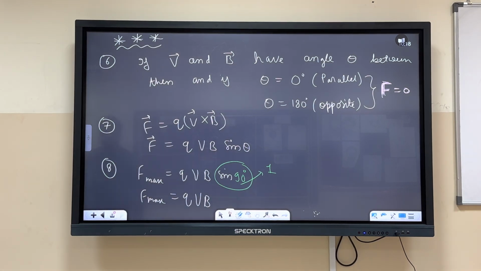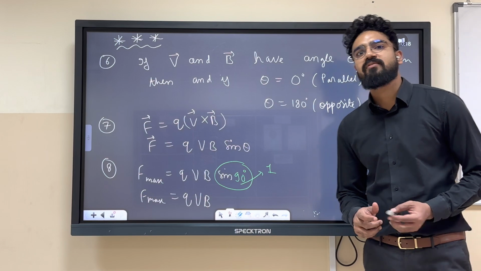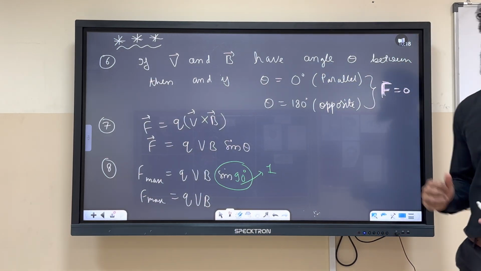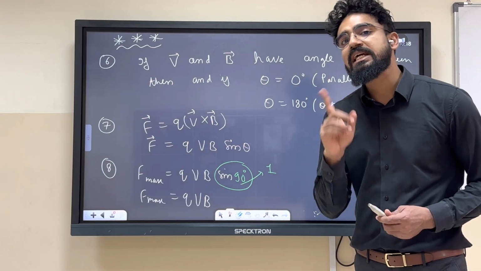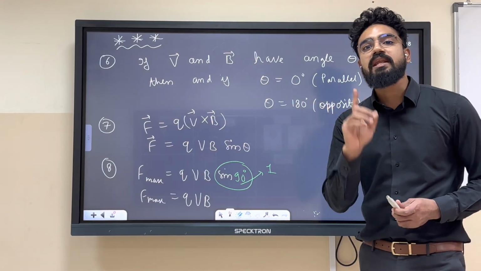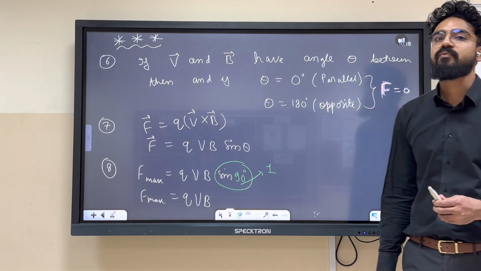Done, guys? Okay. So this was all about the cross product. I hope you have learned something new from here, and please remember the formula. Please do not make the mistake in case of electron or in case of negative charge. Otherwise, you will be in a very, very great problem.